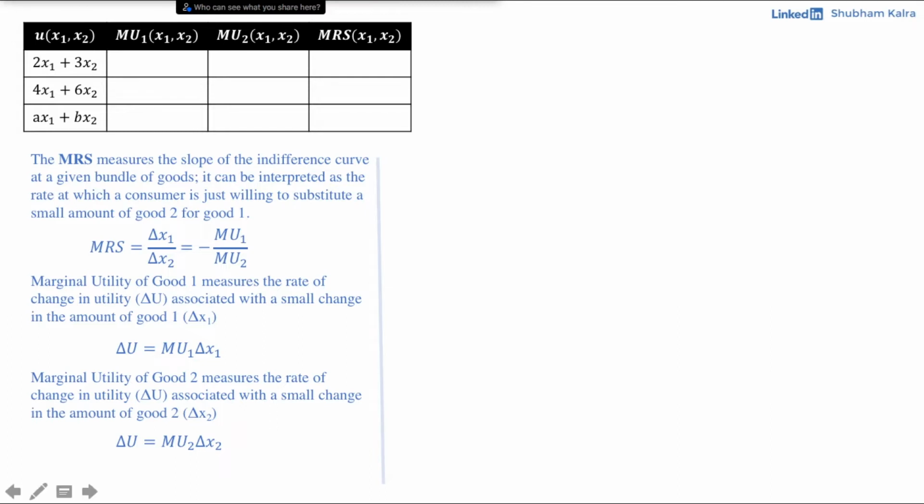So let's begin. We have the first utility function as u of x1 comma x2 is equal to 2x1 plus 3x2. Now this is a linear function, and according to the definition, MRS measures the slope of the indifference curve at a given bundle of goods. That means the slope, which is the same throughout the indifference curve as the function is linear, would be equal to MRS. And by basic maths, you must know that the slope of this function is minus 2 divided by 3. Thus, your MRS is minus 2 divided by 3.